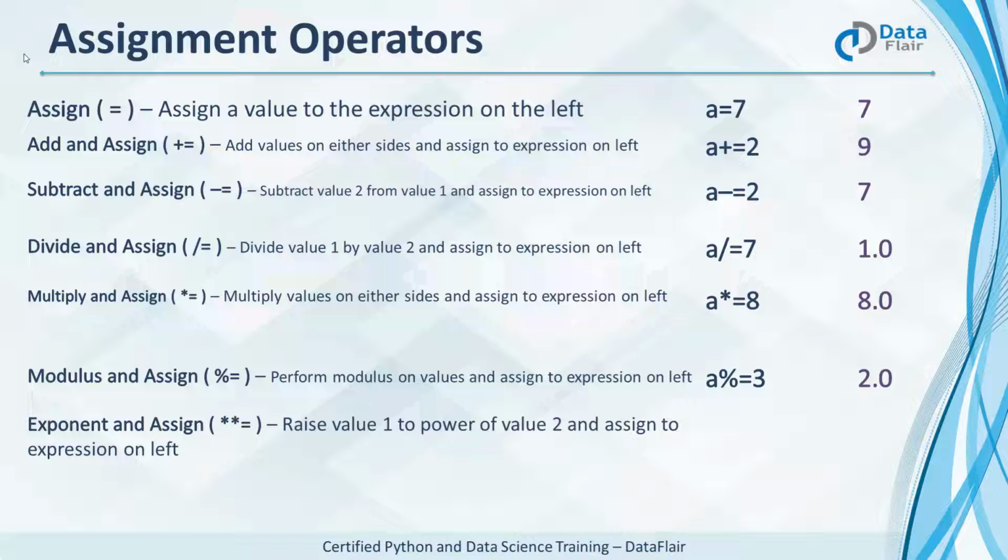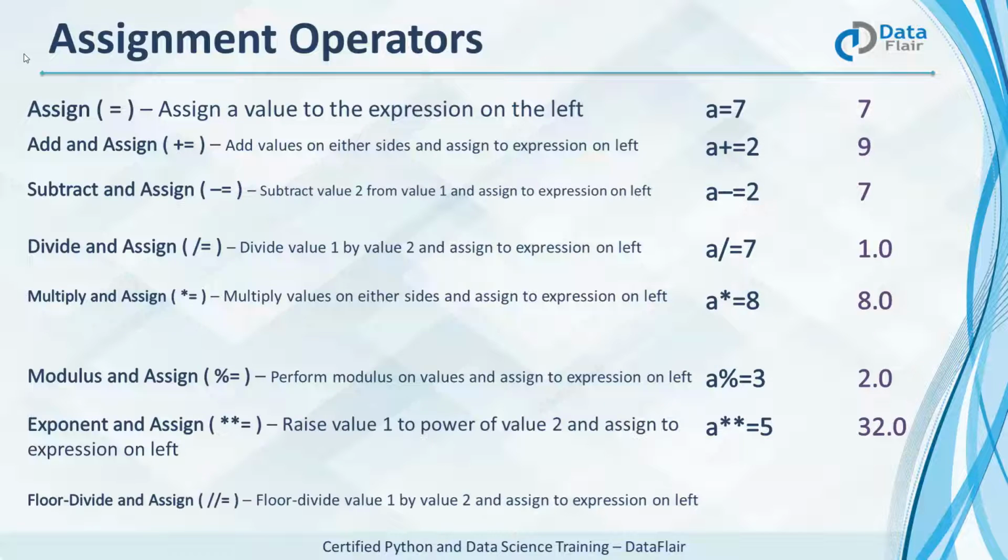Exponent and assign raises value 1 to the power of value 2 and assigns the result to the variable on the left. A exponent and assign 5. 2.0 raised to the power 5 is 32.0. A is now 32.0. Finally, floor divide and assign.